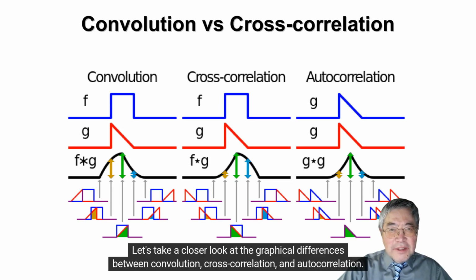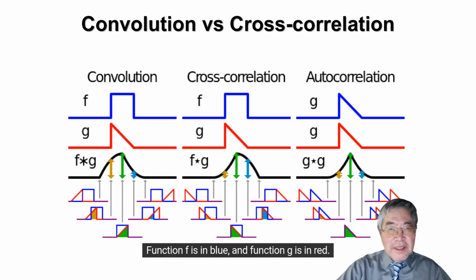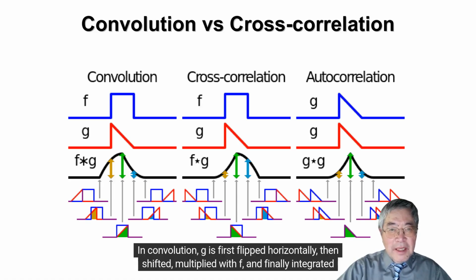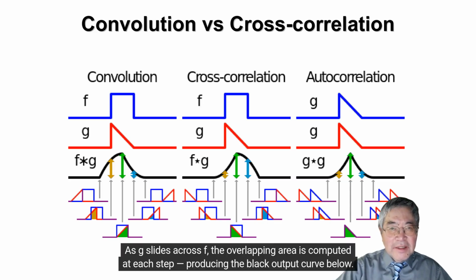Let's take a closer look at the graphical differences between convolution, cross-correlation, and autocorrelation. On the left, we see convolution. Function f is in blue and function g is in red. In convolution, g is first flipped horizontally, then shifted, multiplied with f, and finally integrated or summed. As g slides across f, the overlapping area is computed at each step, producing the black output curve below.